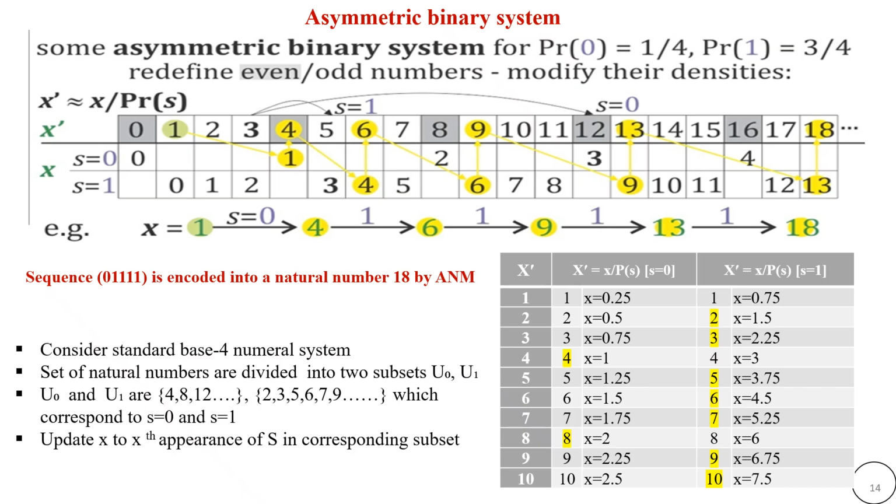Asymmetric numeral system. Here we are considering a base 4 numeral system. The natural numbers are divided into two subsets, U0 and U1. Here U0 is 4, 8, 12 and U1 is 2, 3, 5, 6, 7, 9, which correspond to s equal to 0 and 1. The table shows how we are calculating the values. Update x to x, the appearance of s in the corresponding subset.